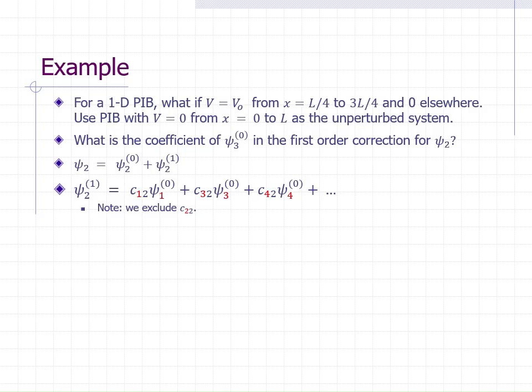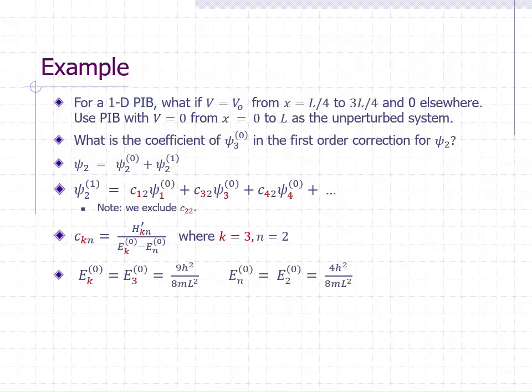The formula for coefficient c sub k n is h prime sub k n divided by the difference in unperturbed energies, E sub k naught minus E sub n naught. Here, we just want c sub 3 2, that is, k equals 3 and n equals 2. E sub k naught is the unperturbed particle in a box energy for psi sub 3 naught, which is 9h squared over 8ml squared. And E sub n naught is the unperturbed energy for psi sub 2 naught, which is 4h squared over 8ml squared.